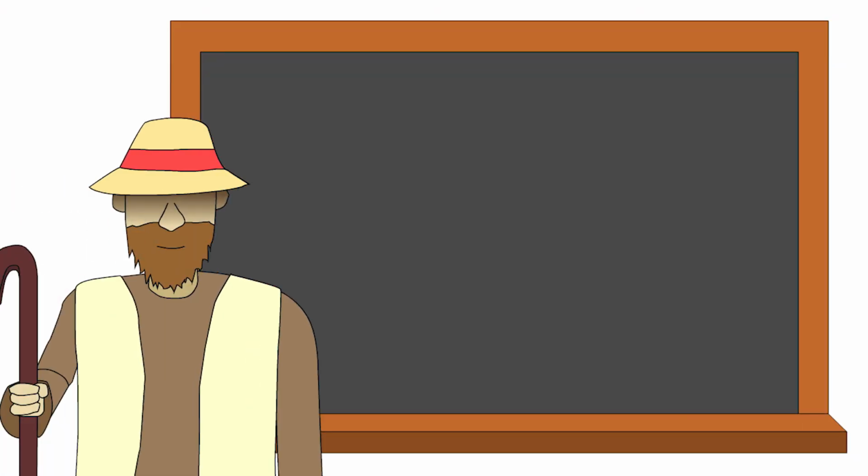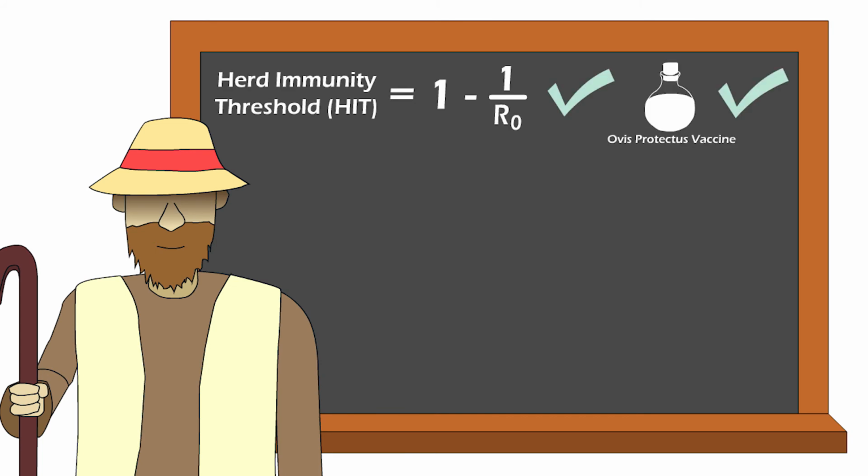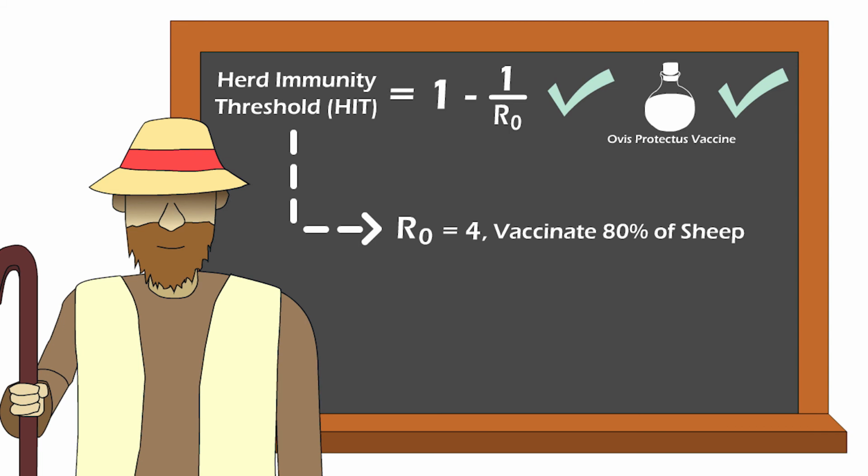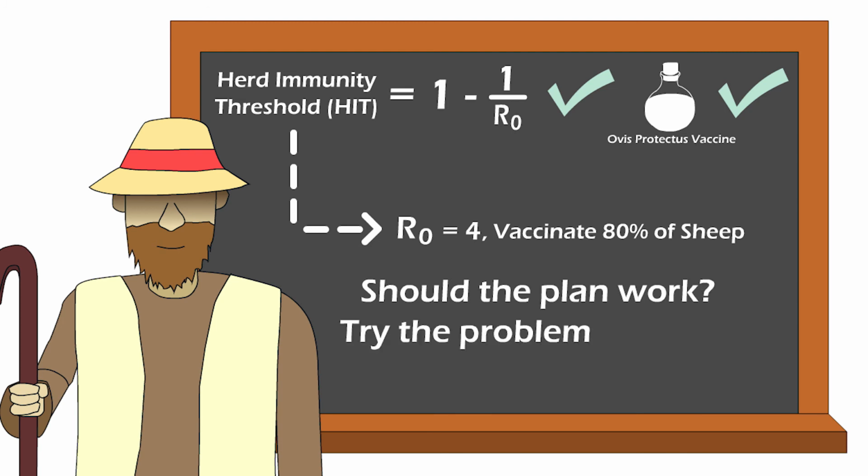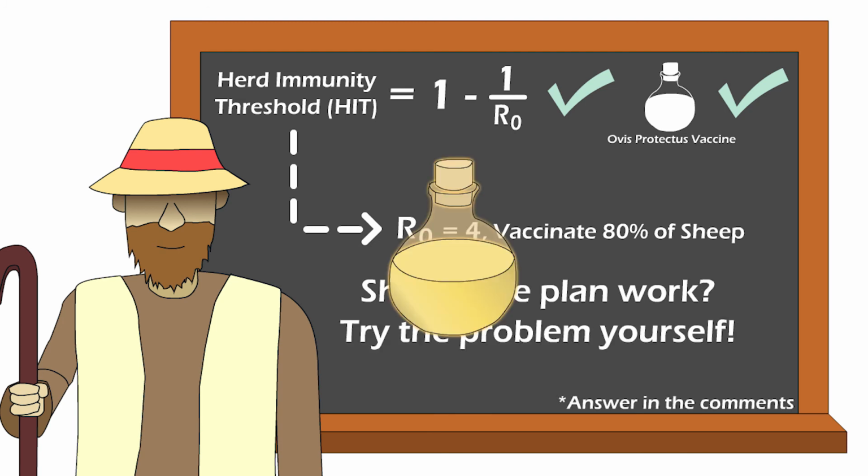But for the sake of simplicity, let's pretend we don't have to consider these problems and that the model discussed earlier works for our sheep. In our case, the basic reproduction number is 4, and we have enough of the Ovis protectus vaccine to make 80% of the sheep immune. Based on my calculations, the plan should theoretically work. So, wish me luck. Activating herd immunity.